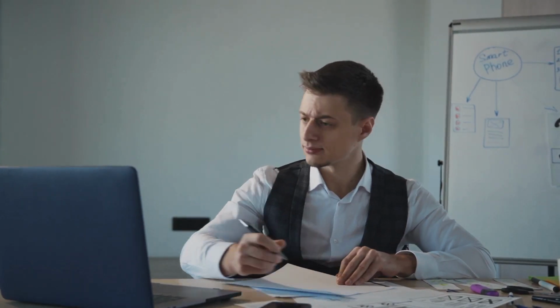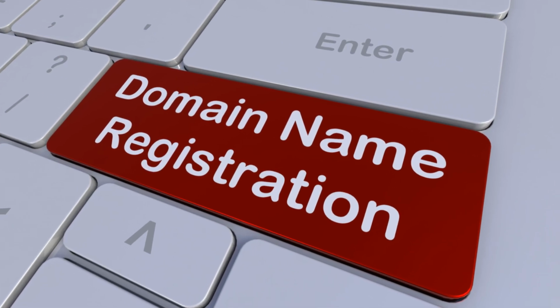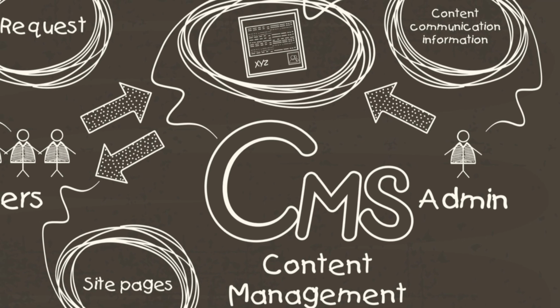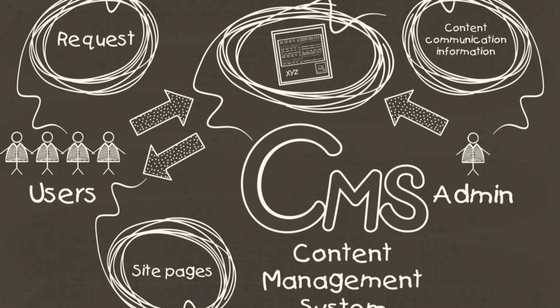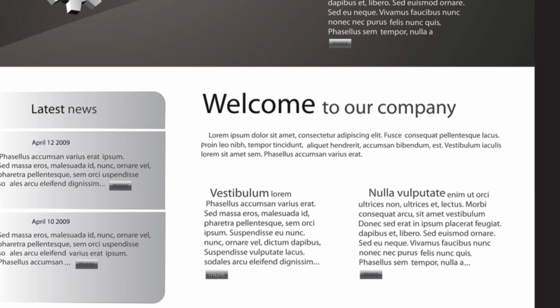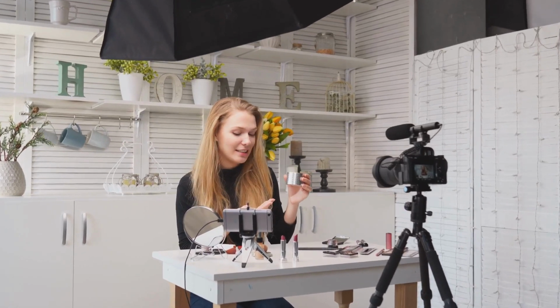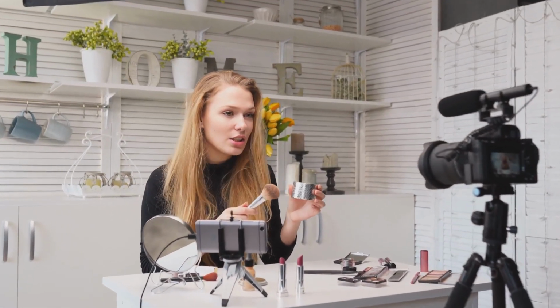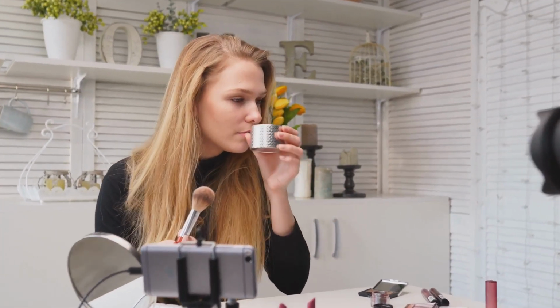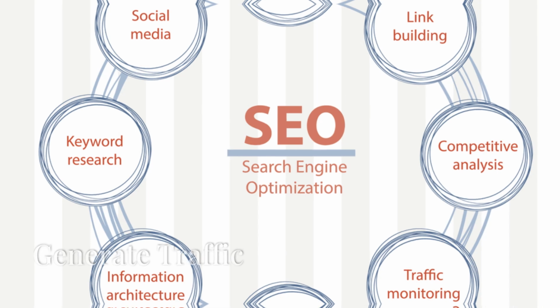To effectively promote products, you'll need to set up your platform. First, purchase a domain name and hosting plan. Next, install a content management system like WordPress. Choose a professional theme and design your website to be user-friendly. Finally, start creating valuable content related to your niche, including product reviews, how-to guides, and informational articles.